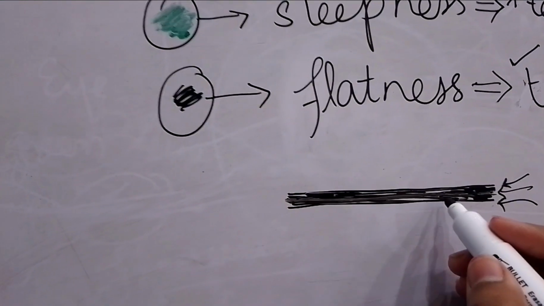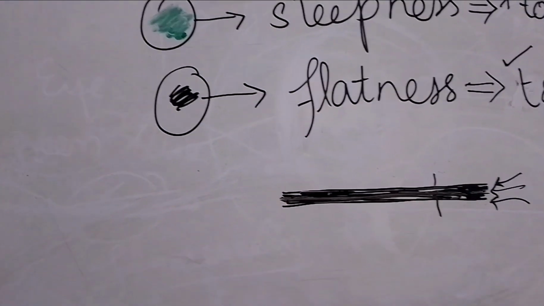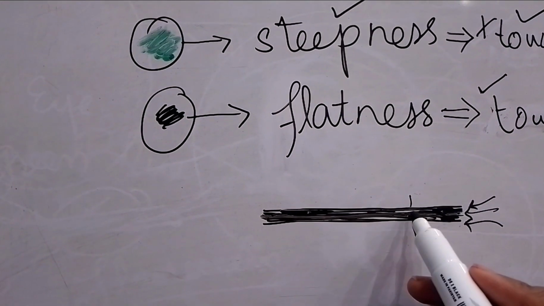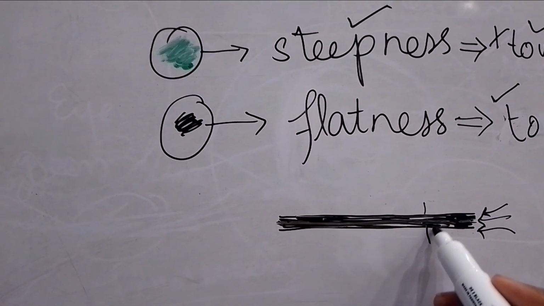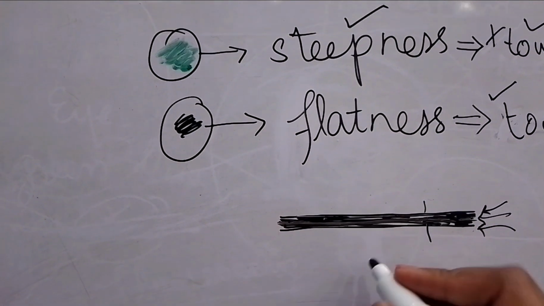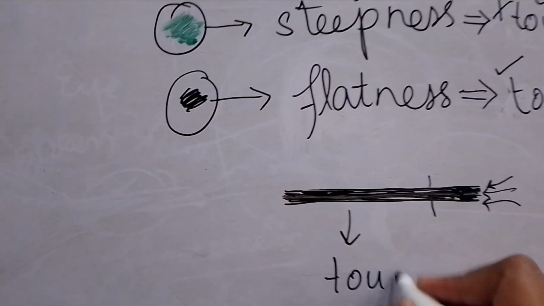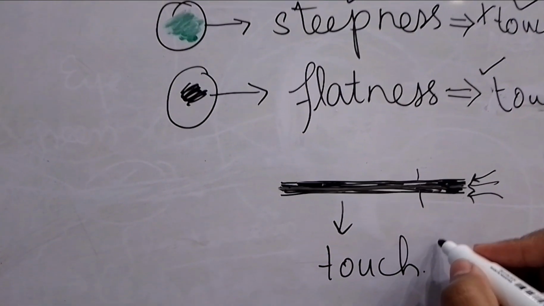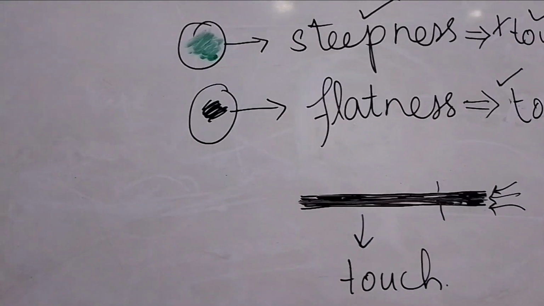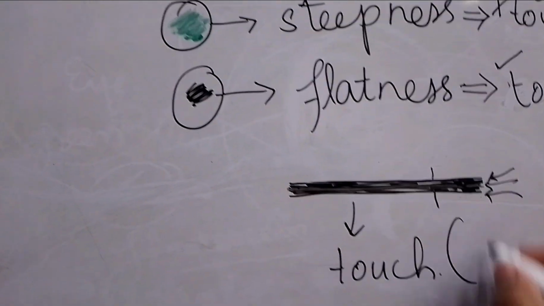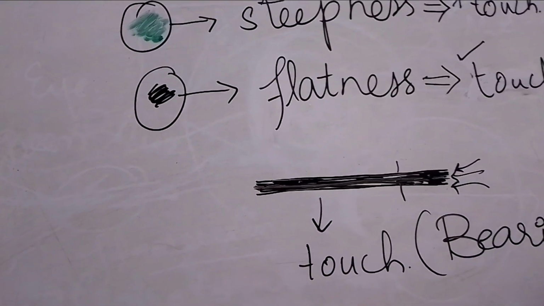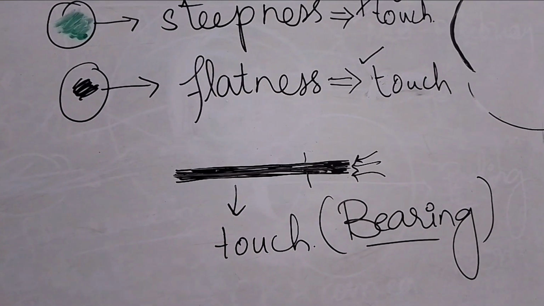Why? Because there is no space between the two surfaces. In this case, the dye cannot reach the area between these two because they are in touch, right? So that means this is the condition where there is no dye. This is known as the bearing, where the two surfaces are in touch with each other, right?